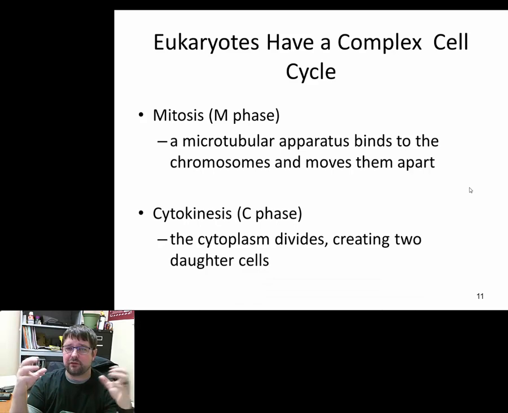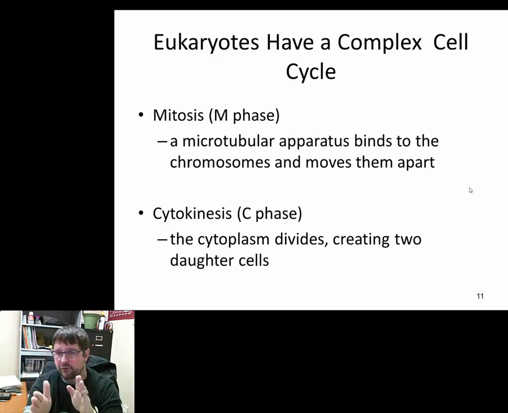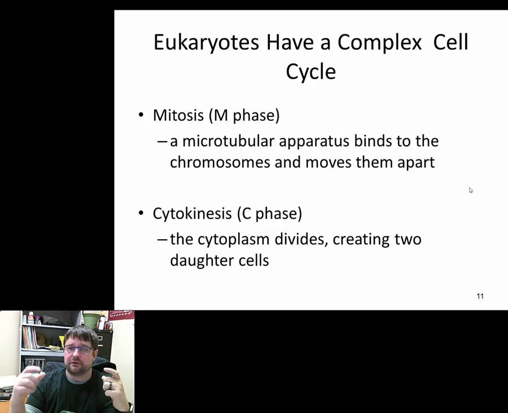Cytokinesis is then taking those sister cells and dividing them. So dividing the cytoplasm, dividing the plasma membrane, dividing the cell wall if we're talking about plants and fungi, that's cytokinesis. So the actual division of a cell is cytokinesis. Prior to that happening though, you have to have nuclear division, and that's mitosis, or meiosis if we're dealing with sex cells.